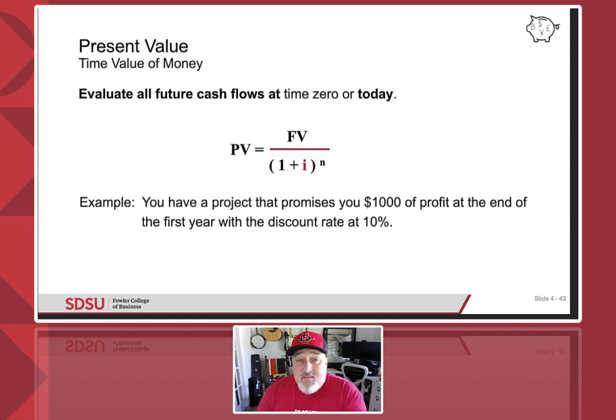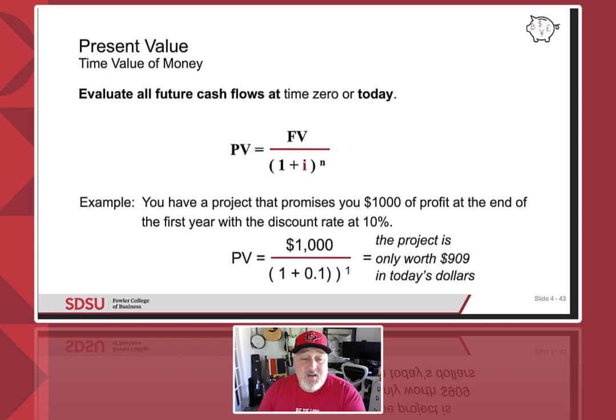So if we have an example, a project that promises $1,000 profit at the end of the first year with a discount rate of 10%, we'd plug that into our equation, and we have $1,000 for the future value, and then 1 plus 10%, and that yields $909. So $1,000 a year from now in present terms is $909. Okay, so if I do a project, I always have to consider the present. I need to put it into terms of present value of money.